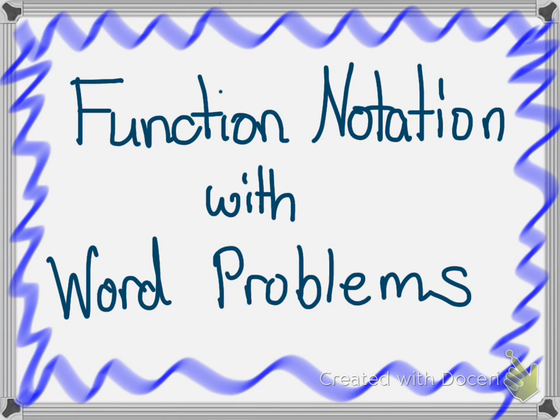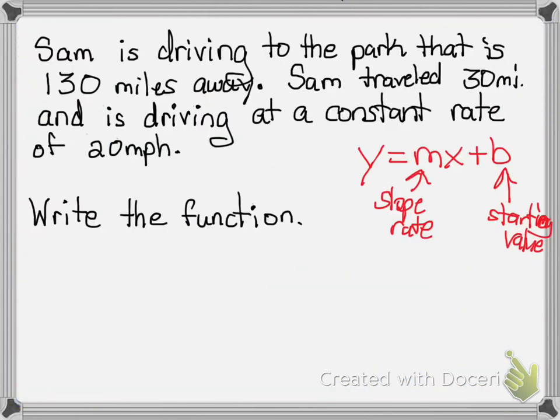I'm going to teach you guys how to write function notation, but this time with word problems. Let's look at this first example. It says Sam is driving to the park that is 130 miles away. Sam traveled 30 miles and is driving at a constant rate of 20 miles per hour.